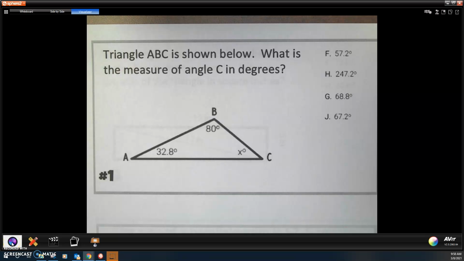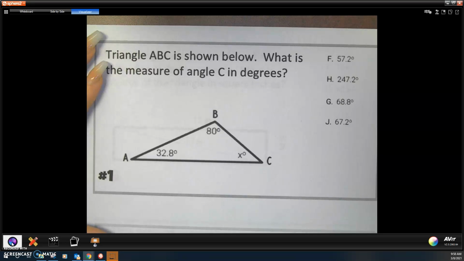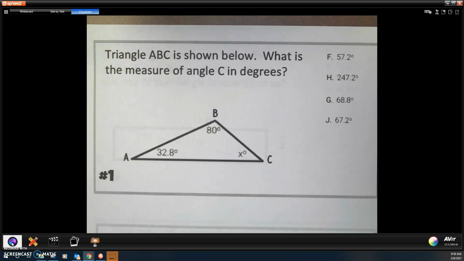In this video, I'm going to go over problems 1 through 4 on the review, and then there will be a part 2 for the rest of the review. So I'm going to go over 1 through 4. So number 1, triangle ABC is shown below. What is the measure of angle C?